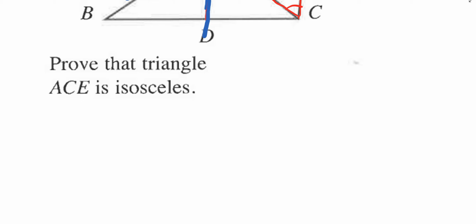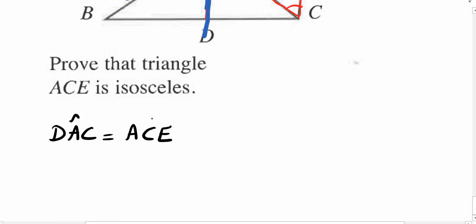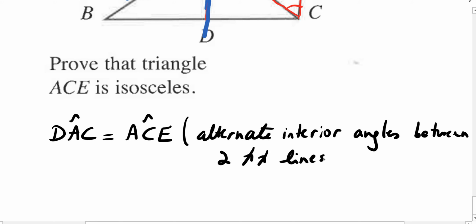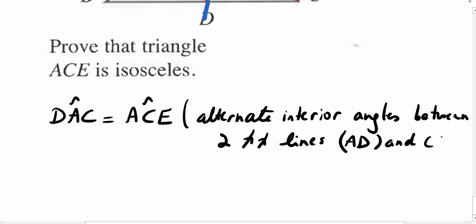So let me start by writing that angle DAC equals angle ACE, and the reason is alternate interior angles between two parallel lines AD and CE. Notice guys that if we don't have parallel lines, we can never solve using corresponding and alternate interior angles. So this is the first part.